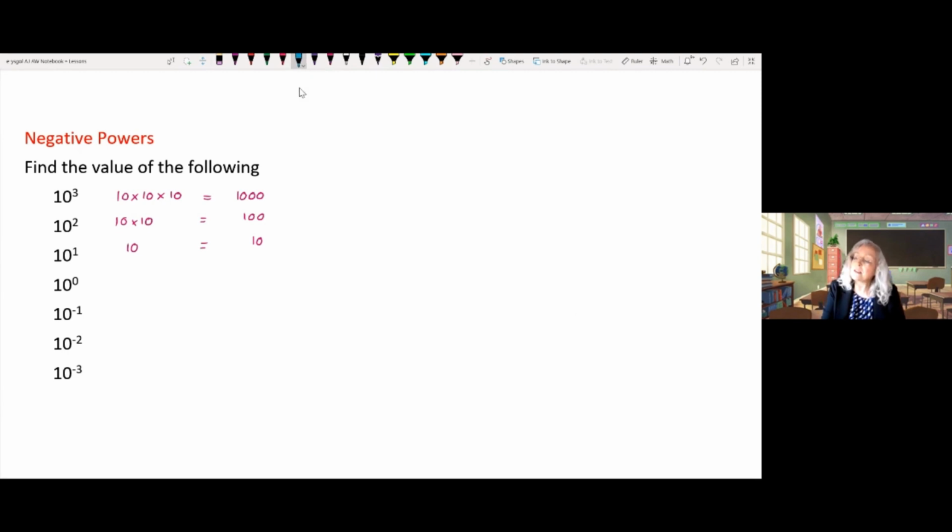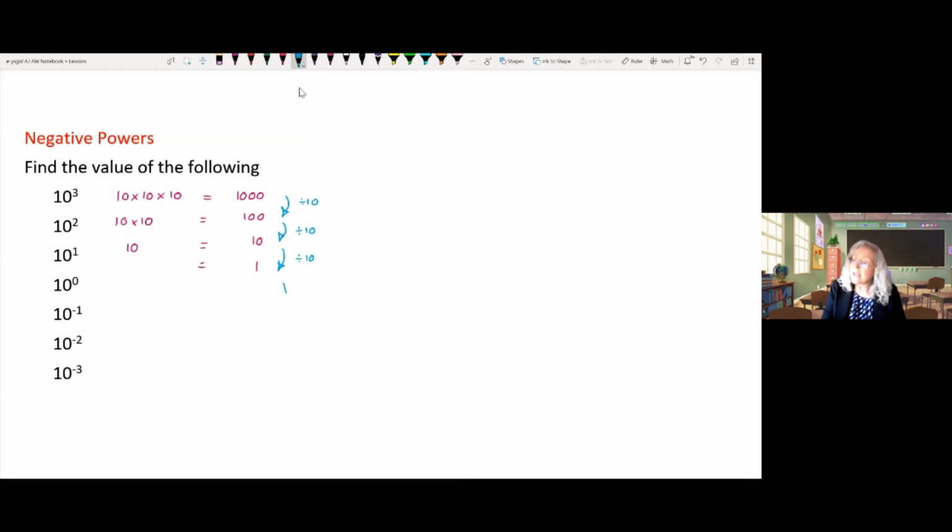And you can see that to get from 1,000 to 100, you divide by 10. And to get from 100 to 10, again, you divide by 10. So with these, as the power is going down, as we subtract 1 from the power, we are dividing by 10. So in order to find the next number, we divide by 10. 10 divided by 10 is 1. So 10 to the power of 0 is going to be 1.